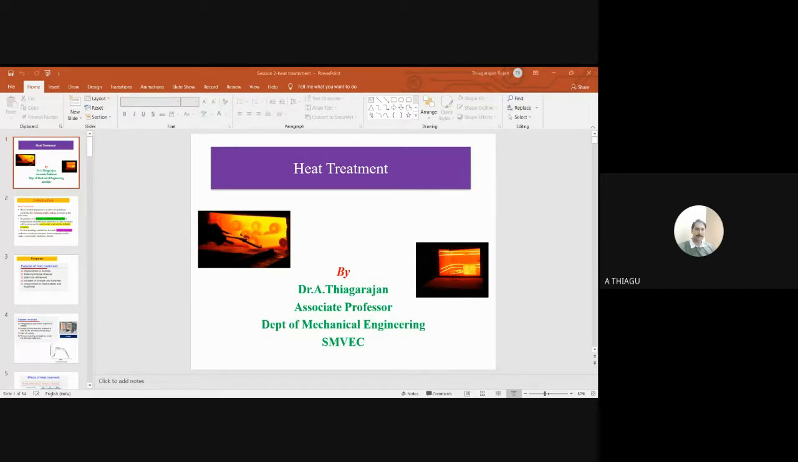So after completing the flame hardening, we do the rapid cooling. Systematically we do the cooling process. By means of this thermal process, we improve the hardness of the material. Is it right? This also helps to increase the mechanical property, especially hardness.